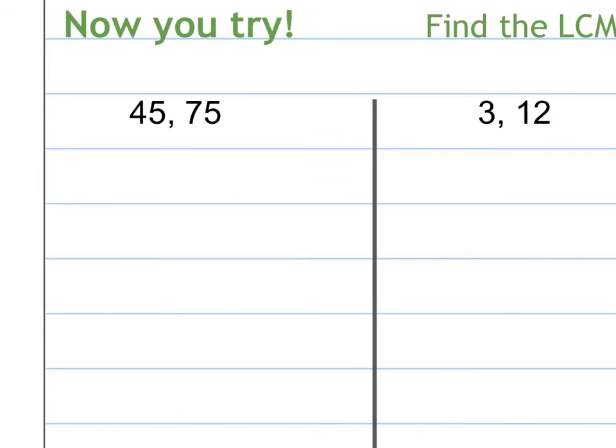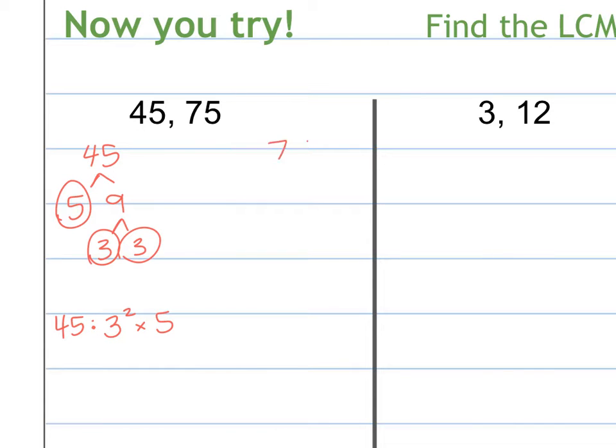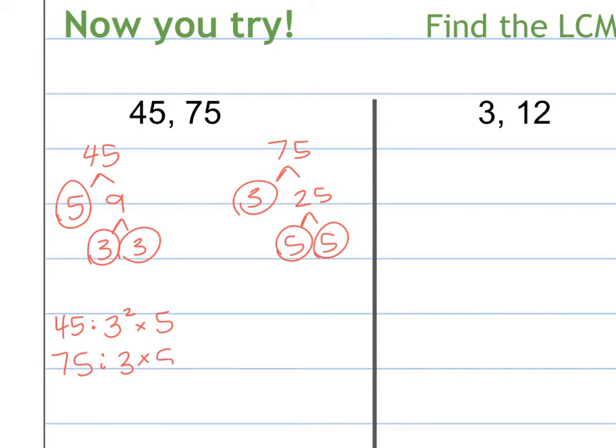Okay, so for the first one here, 45 and 75, I'm going to do factor trees, or the prime factorization. So for 45, it would be 5 times 9, 5 being prime. 9 would be 3 and 3, 3 being prime. So then I write this out using exponents, in exponential form, so 3 squared, because there's 2 of them, times 5. And now for 75, 3 and 25, 3 being prime, and 25 would be 5 and 5. So in exponential form, that would be 3 times 5 squared.